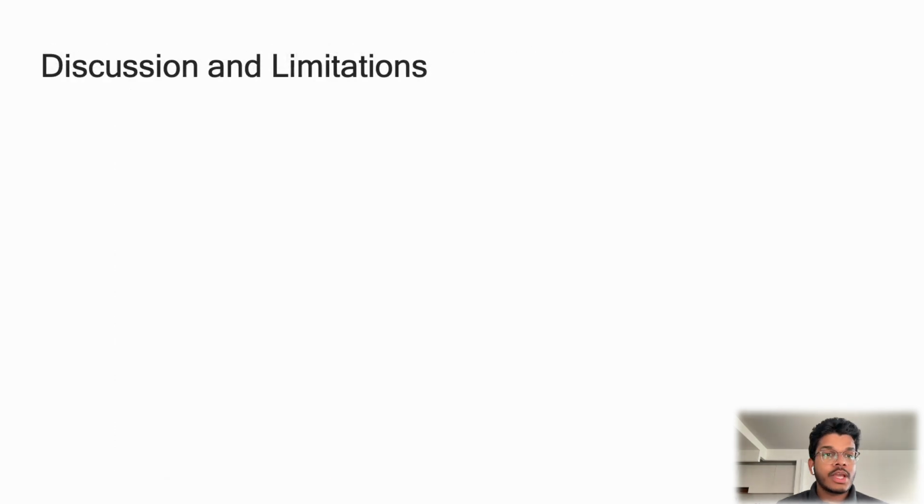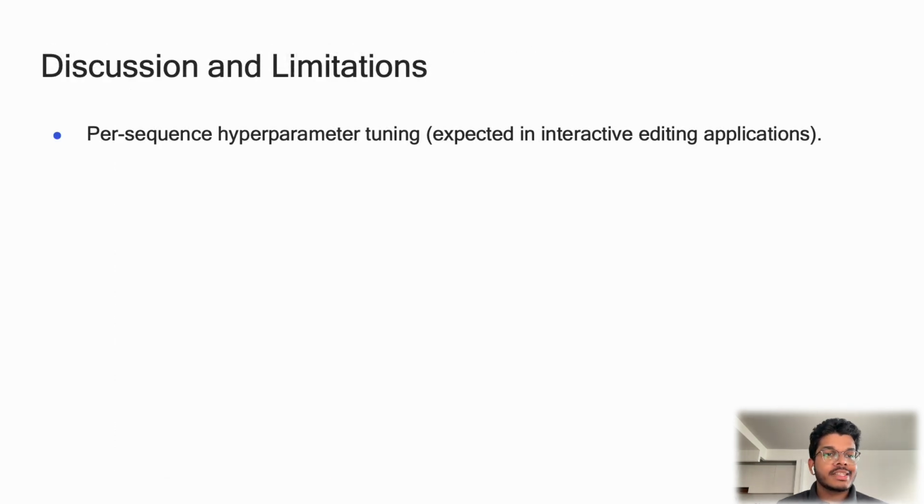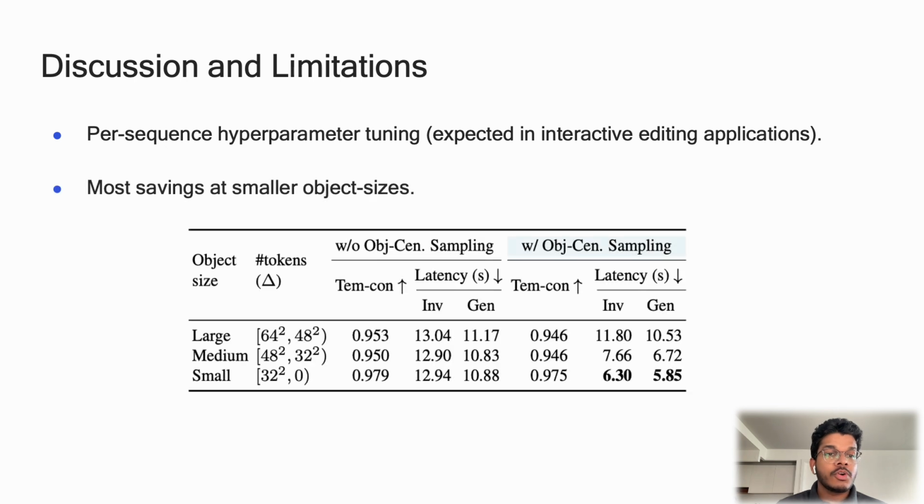And finally, if we look at some limitations, object-centric diffusion still relies on per-sequence hyperparameter tuning, which is not expected in an interactive editing application. And we also observe that the most savings come at smaller object sizes.